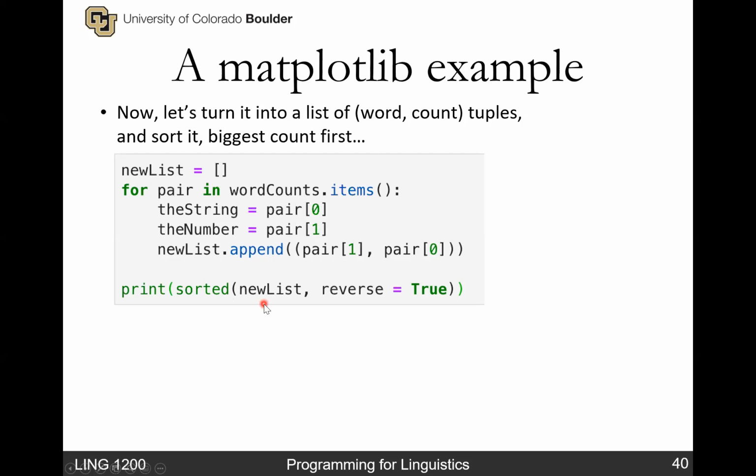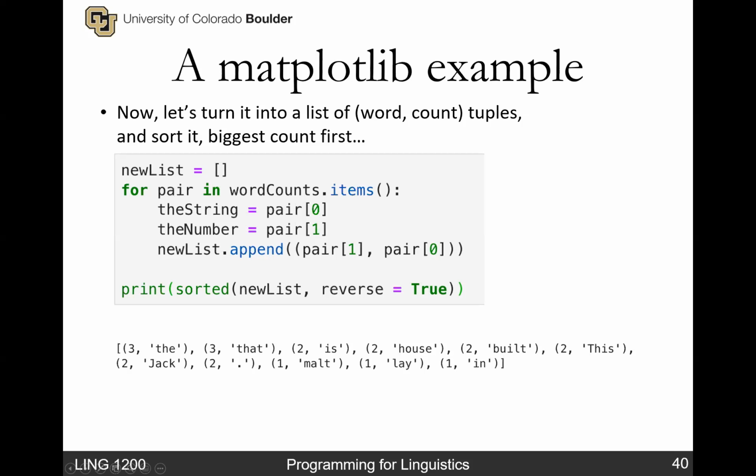Then we can take our new list, and since we want the biggest number to be first, that's going to be reverse sorting. So we do sorted with reverse equals True, and then print out the list that returns, which will give us this. So we have a list of tuples with the most frequent words first and on down the list.